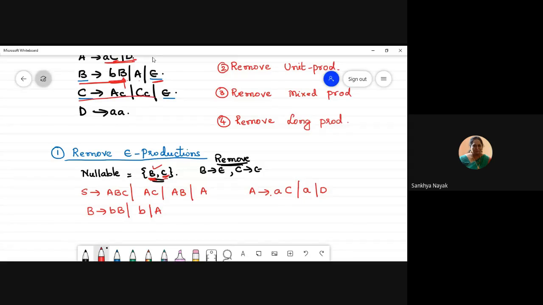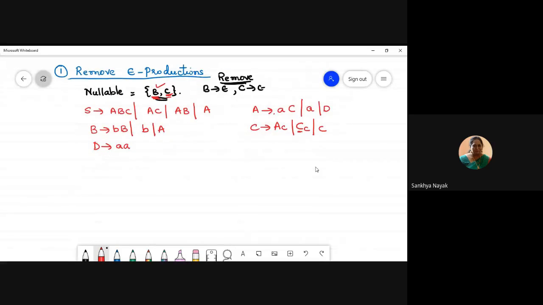Now coming to C, C derives AC will remain as it is. In CC, I'll write capital C, small c once as it is and once I'll make this as nullable. So obviously I'm removing C derives epsilon. D, there will be no change. So D derives AA will remain as it is. Okay. Now next one, remove the unit productions. Do it. Remove unit production.